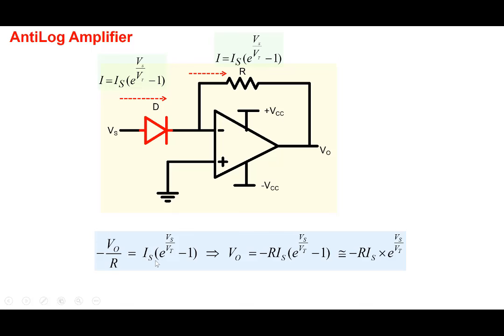So minus V0 by R is here. So V0 is minus R times Is e to the power Vs by Vt minus 1. And typically the exponential would be much larger than 1. So we ignore it. And we get minus R Is e to the power Vs by Vt. All right. So we get a V0 which is exponential of the applied voltage Vs here. So that's an anti-log amplifier. So the first one was taking log of the input signal. The second one is taking the anti-log of the signal here.